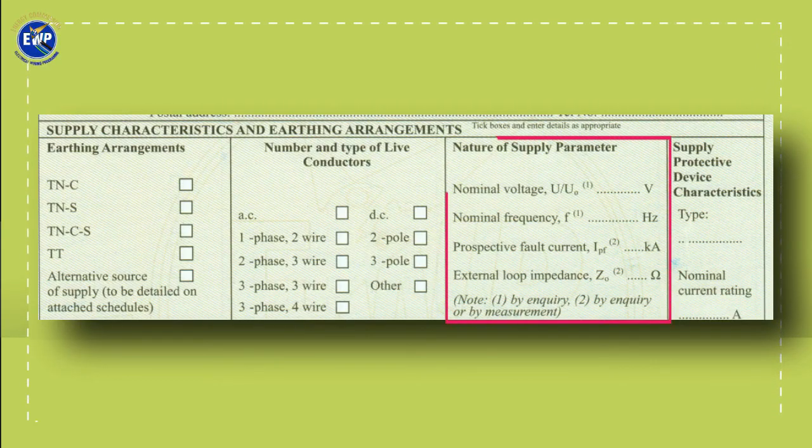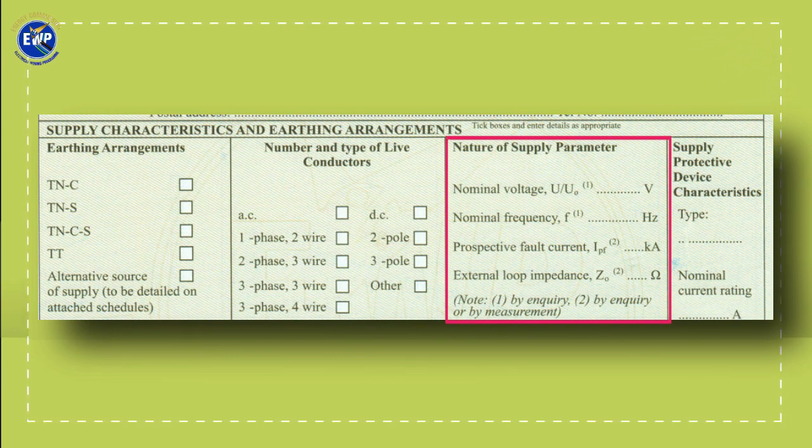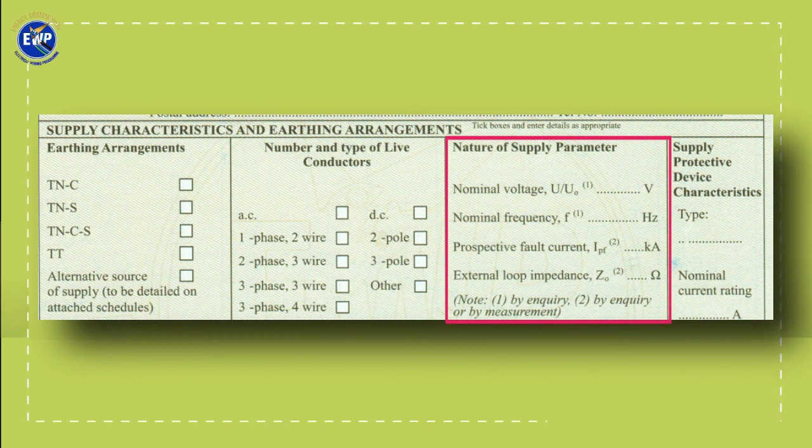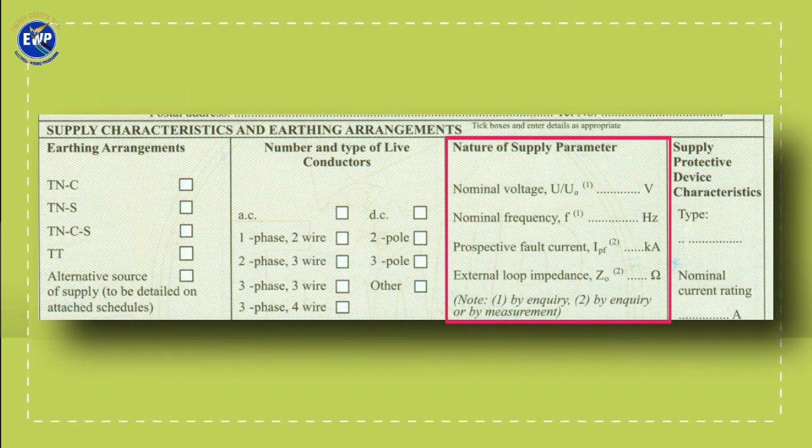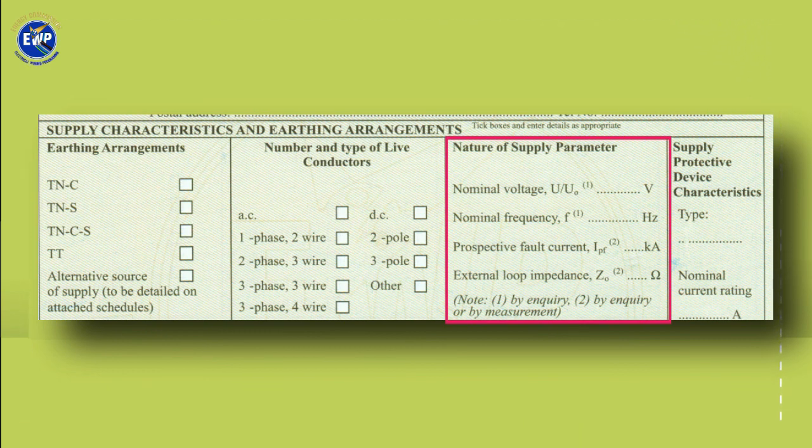Now, prospective fault current is obtained by inquiry or by measurement. For service application, most of the time, because there will not be power at the facility, you can write not applicable. But for additions or alterations, you are required to actually conduct the prospective fault current test and record the values accordingly. External loop impedance can also be obtained by measurement or by inquiry.